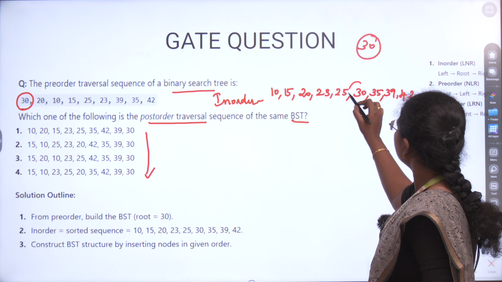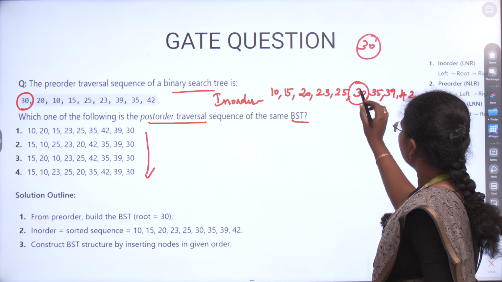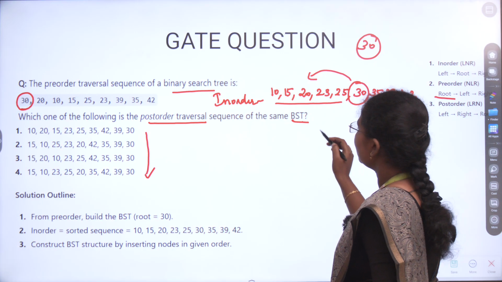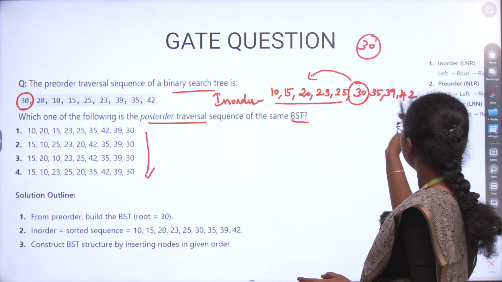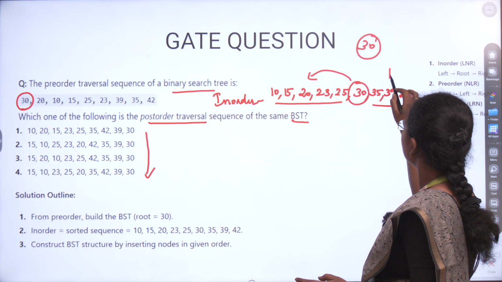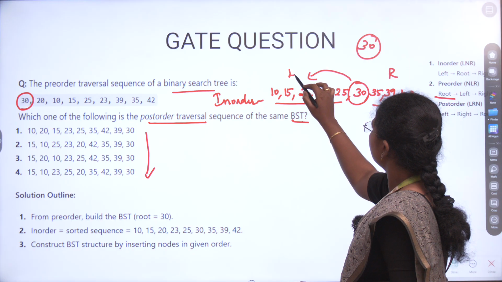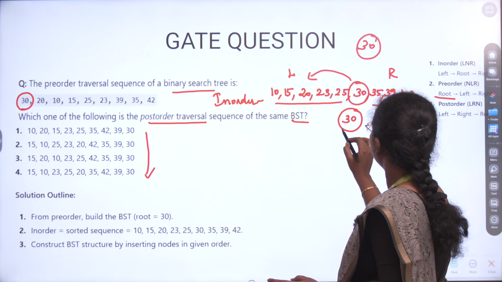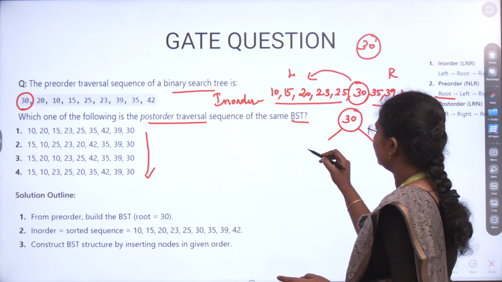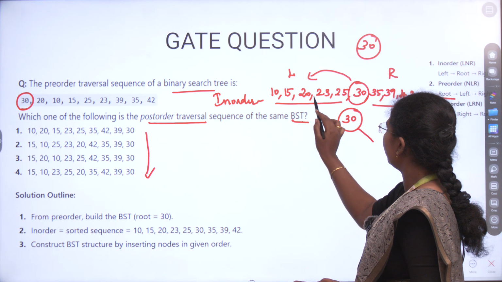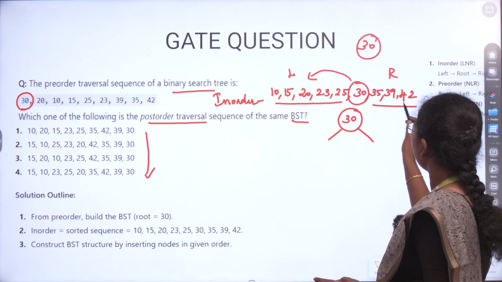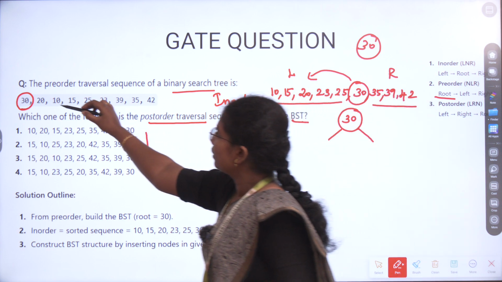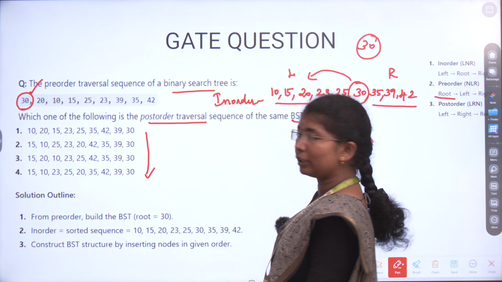So here we are having a root 30. The left side of this root will all come under the left subtree, and the right of this root will come under the right subtree. So let's divide this at 30 into left and right. In the left you will be having 10, 15, 20, 23 and 25. And in the right you will be having 35, 39 and 42. Here 30 we have already fixed as the root.